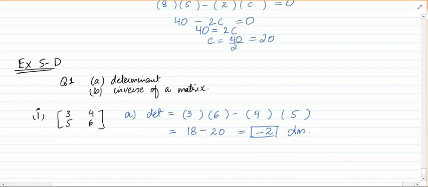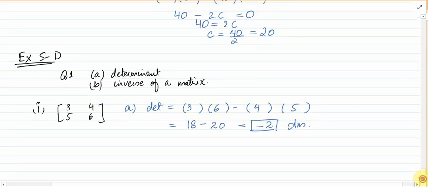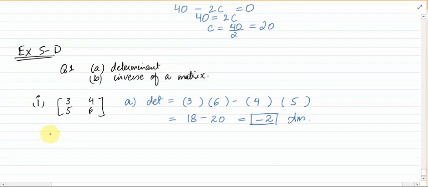So now we need to find the inverse. For the inverse, the first step is to find the adjoint. So for the adjoint of the matrix given above, you need to swap the placement of A and D. So it will be 6, it is 3. You need to change the sign of B and C. So it will be negative 4 and it will be negative 5. So that is the answer for the adjoint of the matrix.